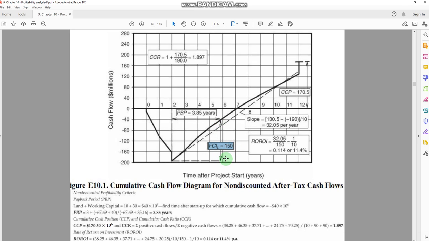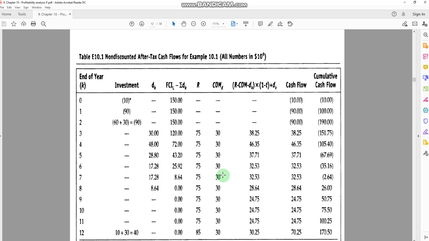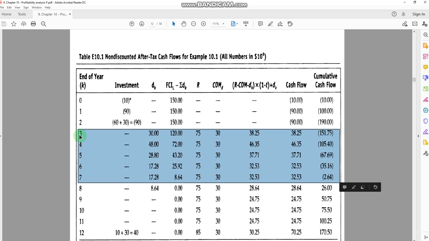The alternative way is to use the equation with which we can recover the payback time. You can go back to this table here, and see when the actual working of the plant started. After year 3. This one is the cumulative cash flow and this one is the cash flow. So in the first 3 years you have to add the terms here. If you add 38, 46 and 37, it will give you $122 million.